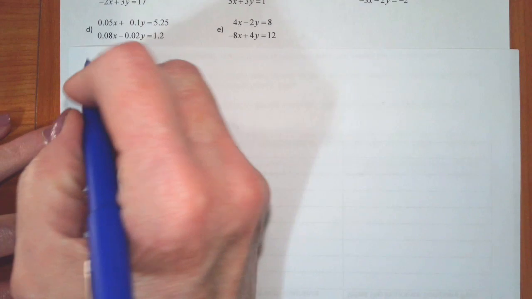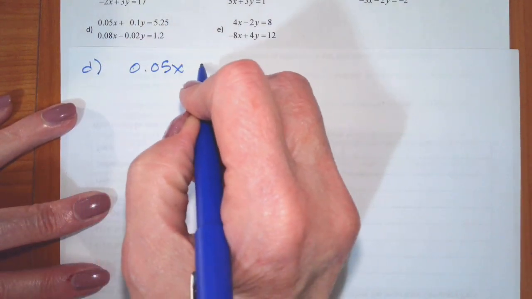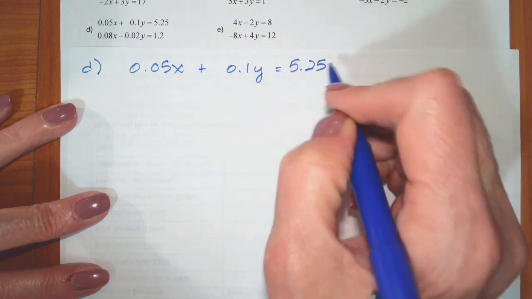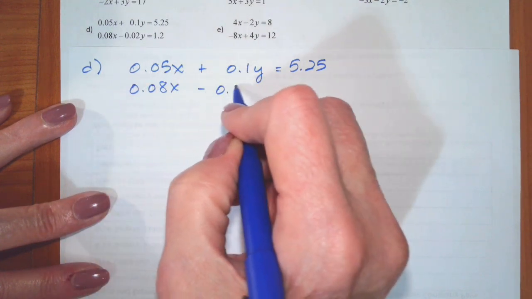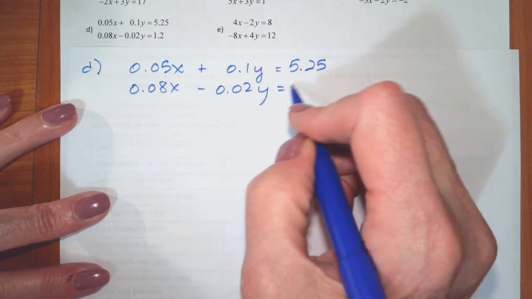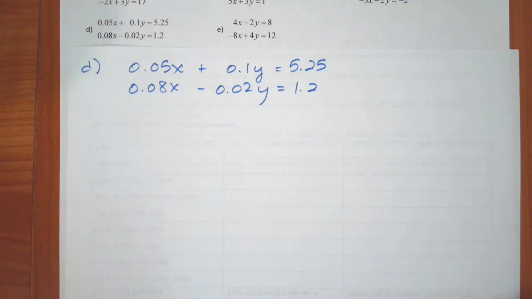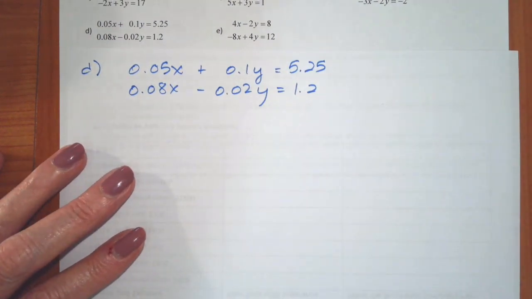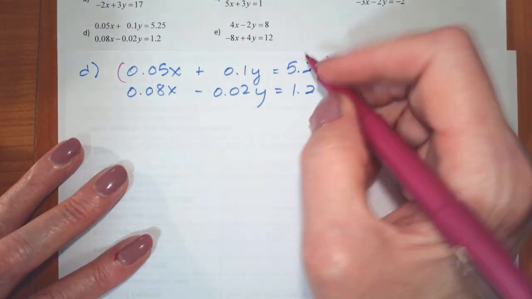Okay, so let's do D. If I have 0.05x plus 0.1y is equal to 5.25, and I have 0.08x minus 0.02y, that's equal to 1.2. Okay, now, if you don't like working with decimals, that's fine. You can multiply through by 100. However many places you need to move the decimal over is what you multiply by. So I think I will for this one. It's not really necessary, but you certainly can.